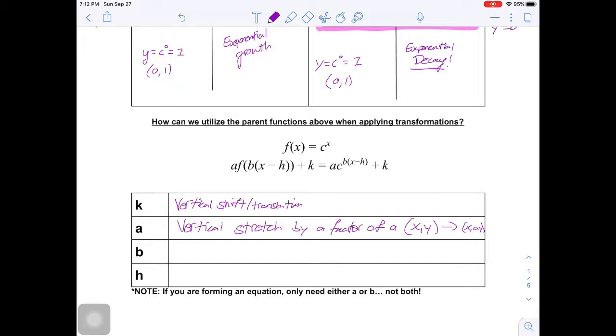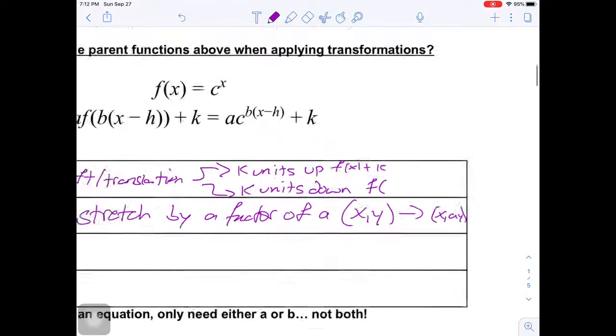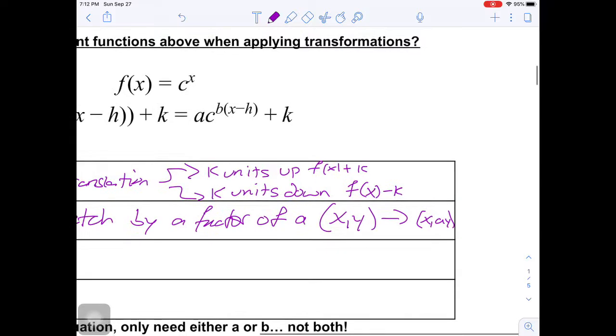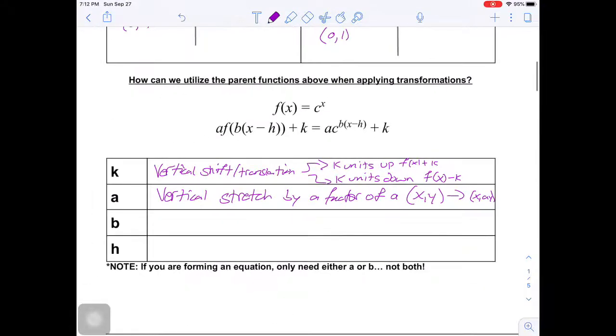Now recognize this is either k units up, and that's when you're adding k to f of x, or k units down, and that's when you're taking your function and applying that transformation downwards, so f of x minus k. So if k is negative, you're going down. If k is positive, you're going up. And then you have these inside. Remember, these are horizontal transformations. They actually apply to what x is.